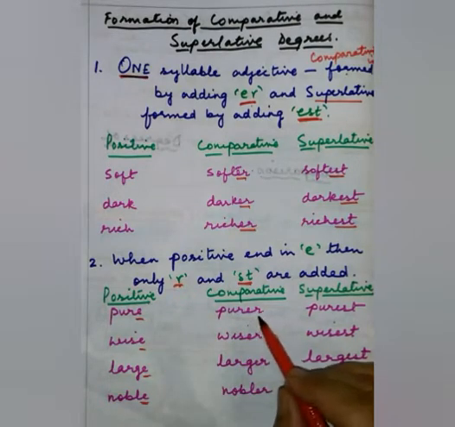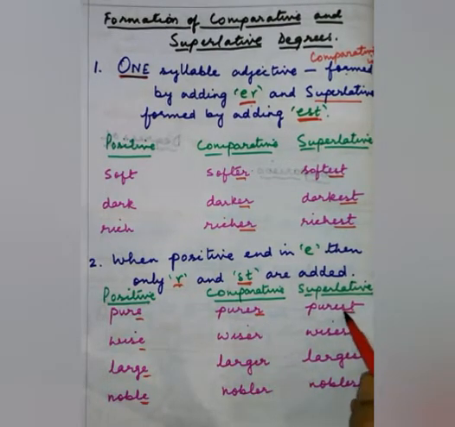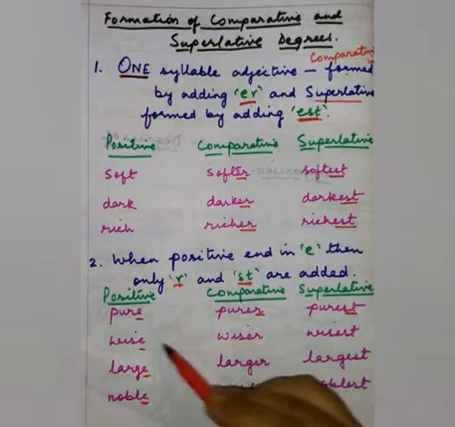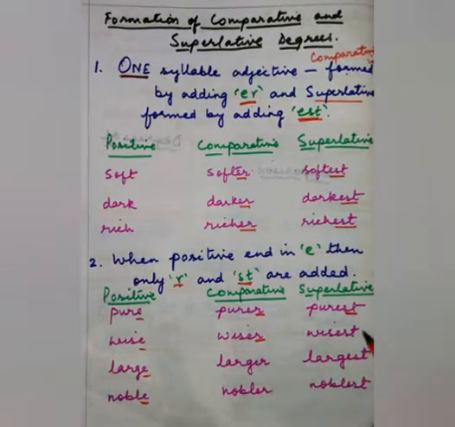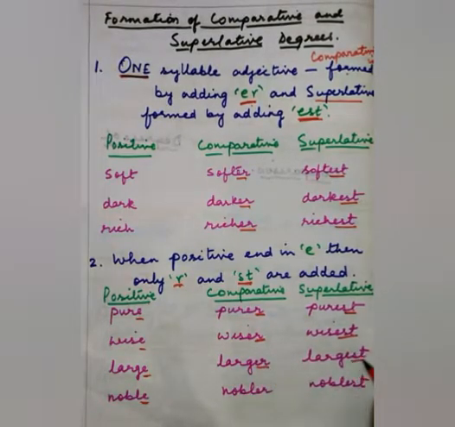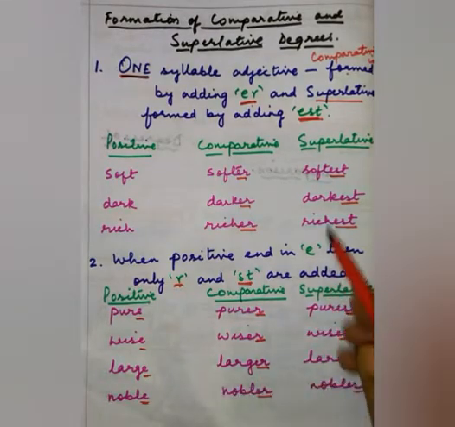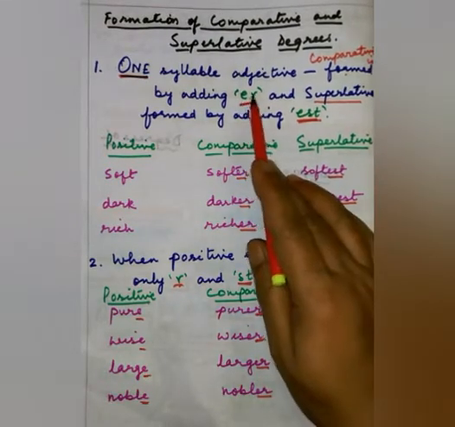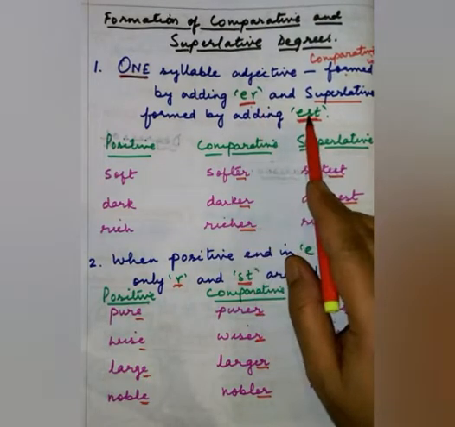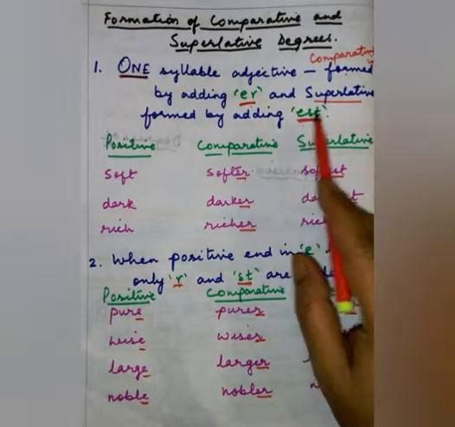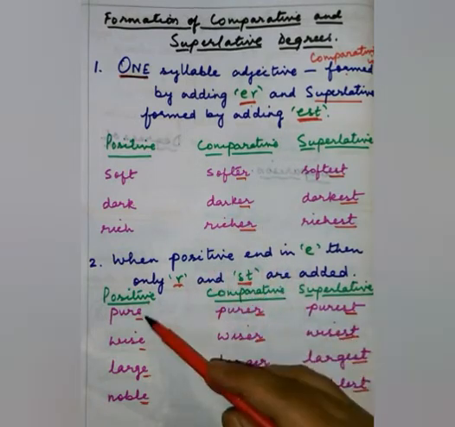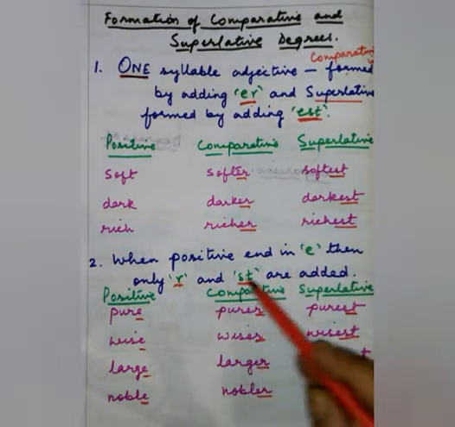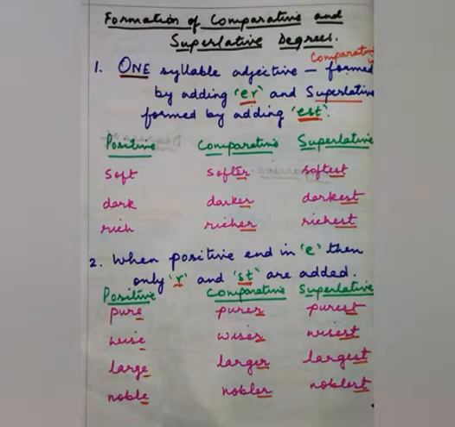Pure, purer, purest. Just adding st and here r. Wise, wiser, wisest, st. Large, larger, largest. Noble, nobler, noblest. Have you seen the difference in this and this? Here we are adding 2 letters in comparative. Here we are adding 3 letters in superlative, est. But here when the positive ends in e, then we just put r and st for the superlative. Clear? I hope you understand this.